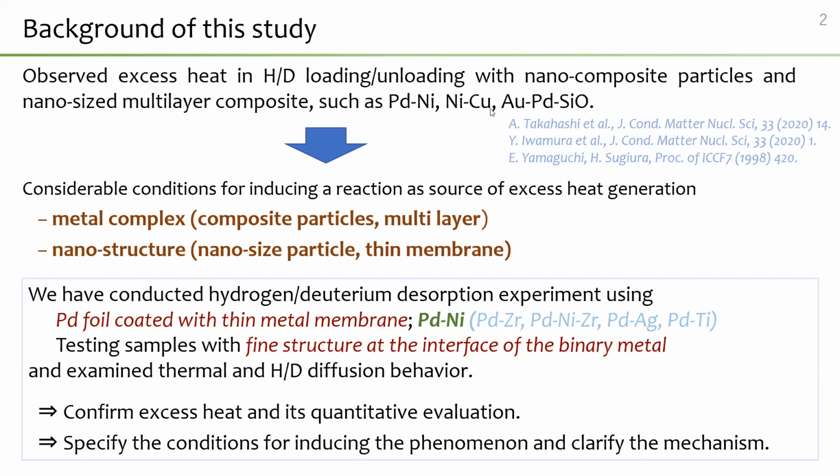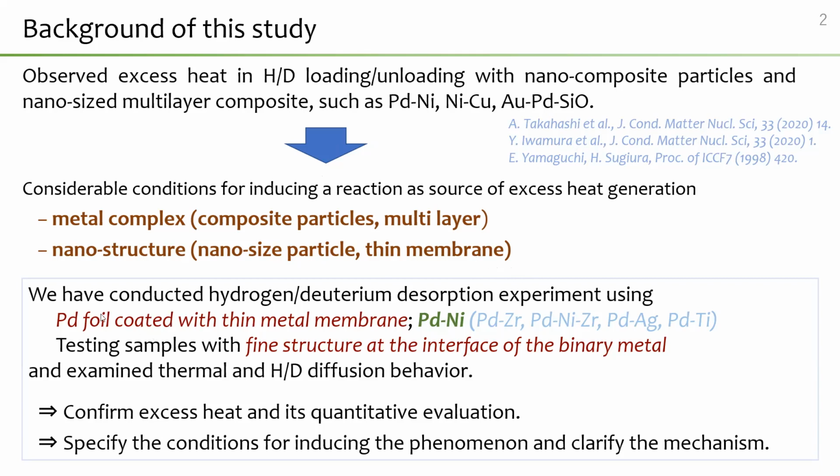In these studies using non-composite particles and non-sized material composites such as palladium nickel, nickel copper, and gold palladium silicon oxide, for example. From these studies, the following conditions are important for inducing a reaction as the source of excess heat generation. One is metal complex, that is composite particles, materials, and the other is nanostructures, that is nano-sized particles and the thin membrane.